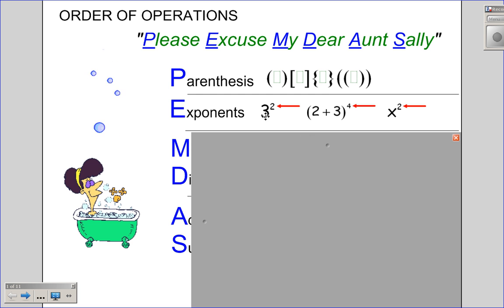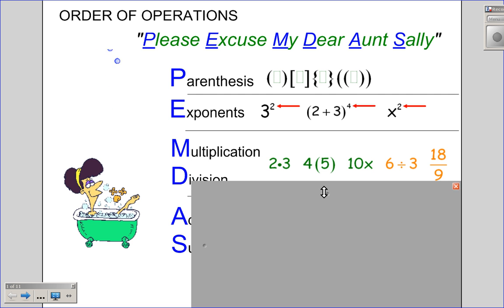Exponents. So we have 3 squared. The 2 there is the exponent. We have 2 plus 3 to the 4th power, and we have x squared. Those are all the powers there.